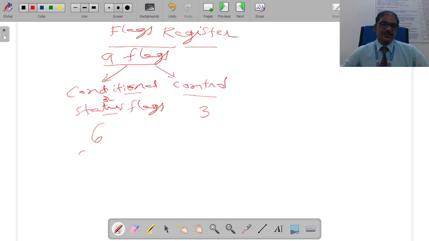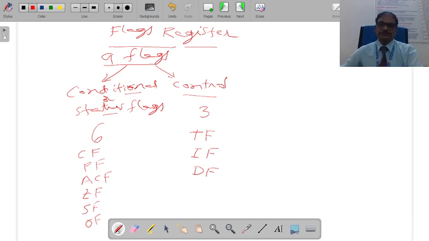The status flags are carry flag, parity flag, auxiliary carry flag, zero flag, sign flag, and overflow flag. These are the 6 conditional or status flags, and the 3 control flags are trap flag, interrupt flag, and direction flag. We'll discuss these flags one by one.